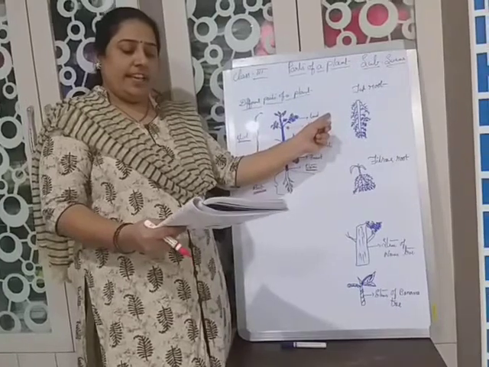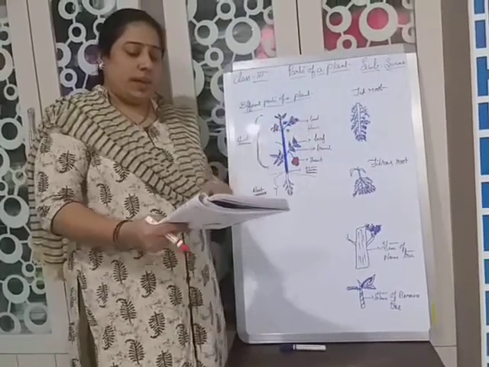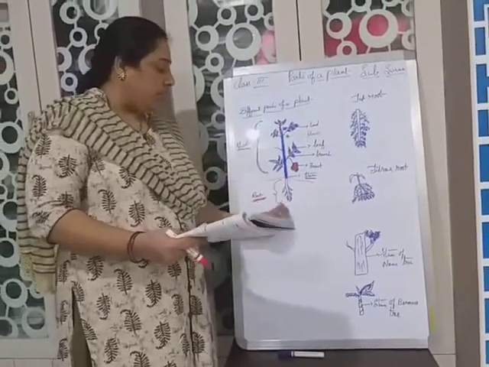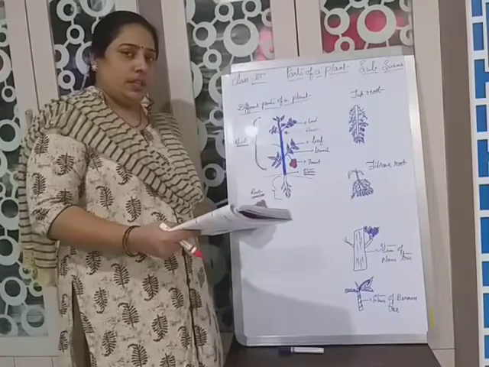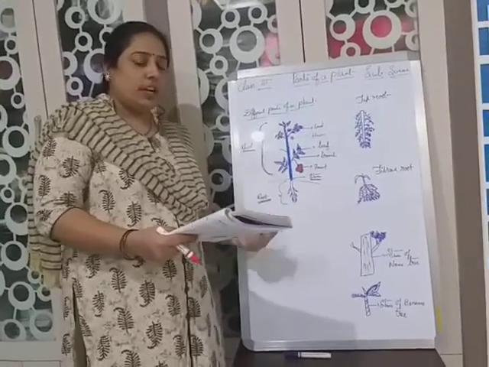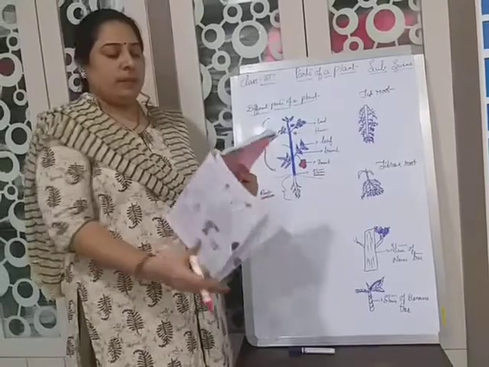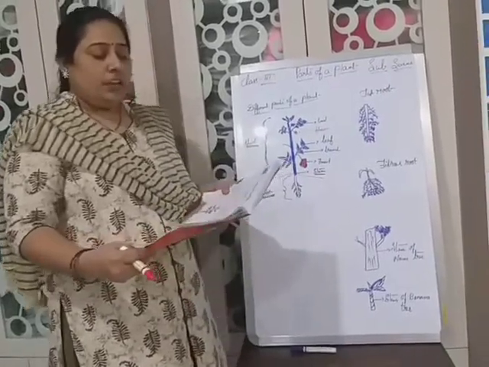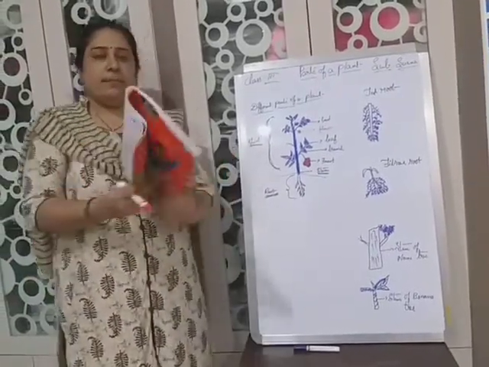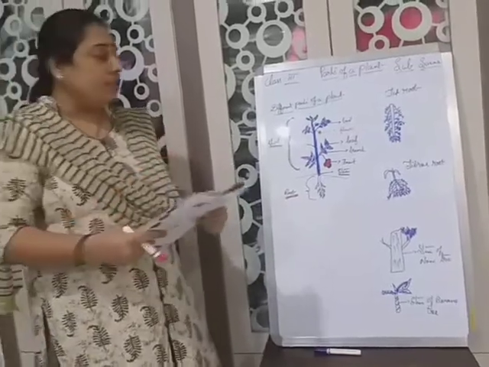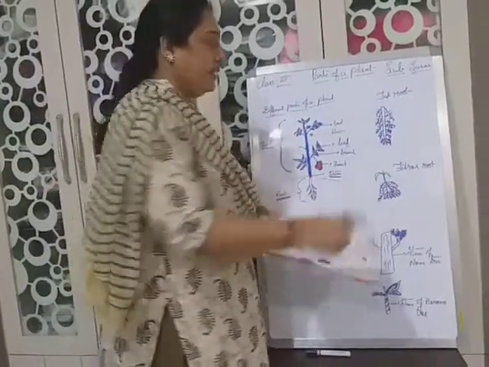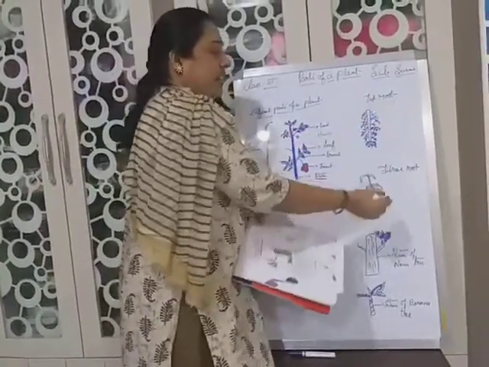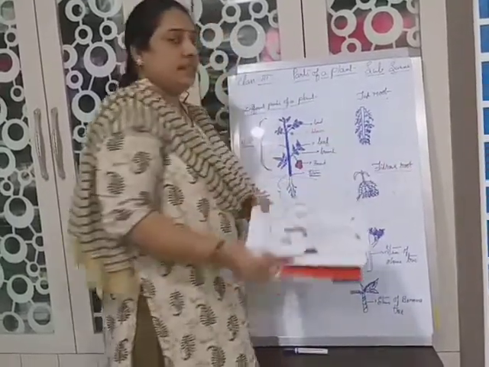Okay, children, I think you have understood. The part which grows below the ground is called the root. There are two types of root system. One is taproot system. Another one is fibrous root system.